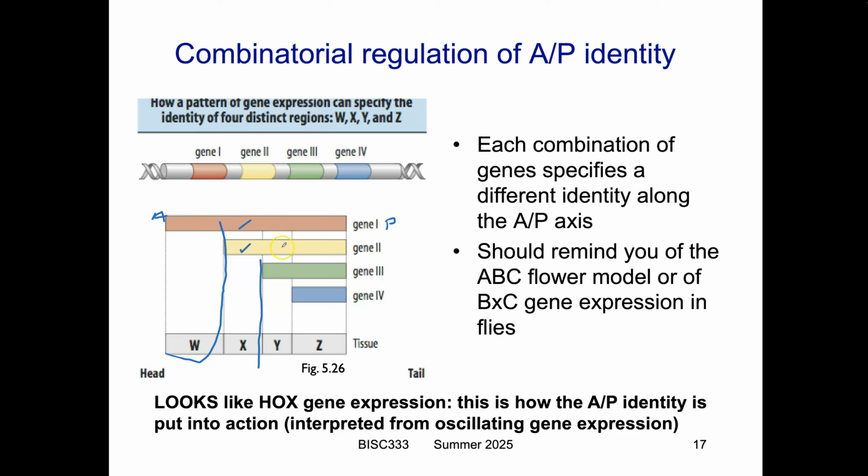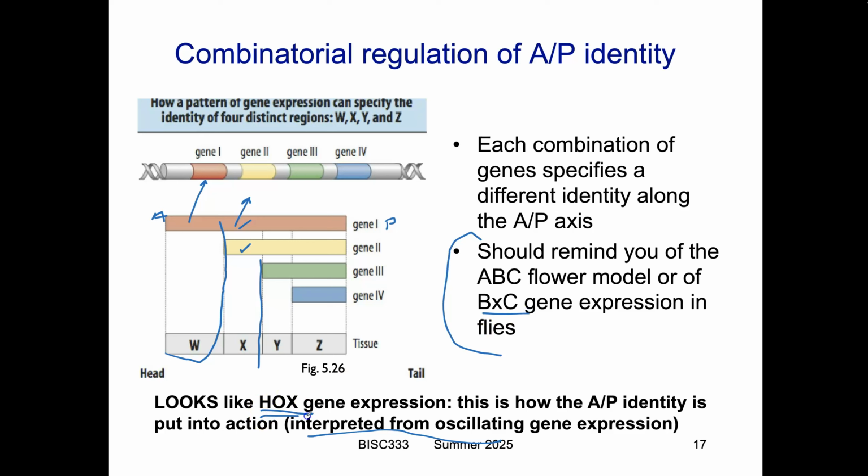And you can see that across the anterior to posterior axis, having different sets of genes activated, interpreted from how many times those oscillations occurred. If they only occurred once or twice or so on, then you just have the most anterior. If they came through multiple times, a few more, then we have the next set, gene 2 turned on, and so on. So that's the idea. This should remind you in some ways of the ABC flower model, which is Hox genes, or the bithorax complex that we talked about in flies.